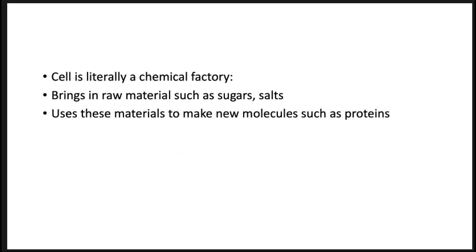We can imagine a cell as literally a chemical factory. What happens in a factory is that you bring in raw materials for the construction of new molecules. In a cell, the raw materials might include sugars and inorganic salts, and these raw materials are then used to make new or larger molecules such as proteins, carbohydrates, lipids, DNA, you name it.